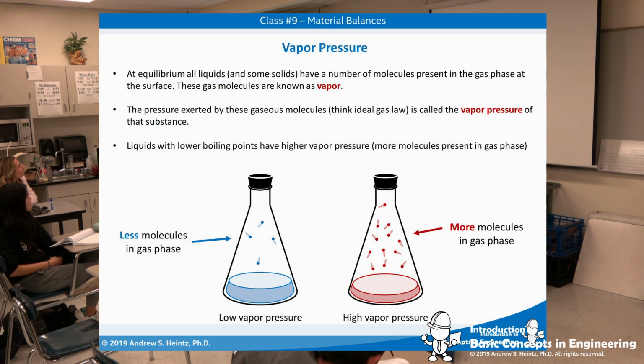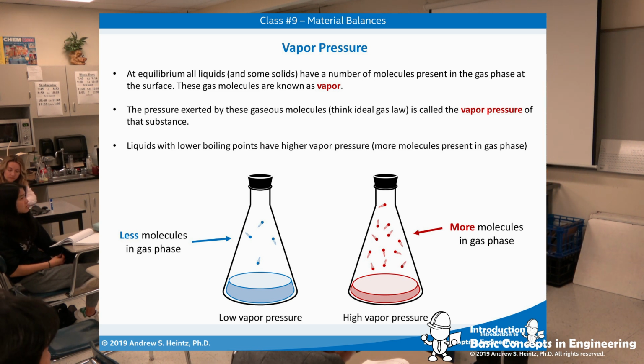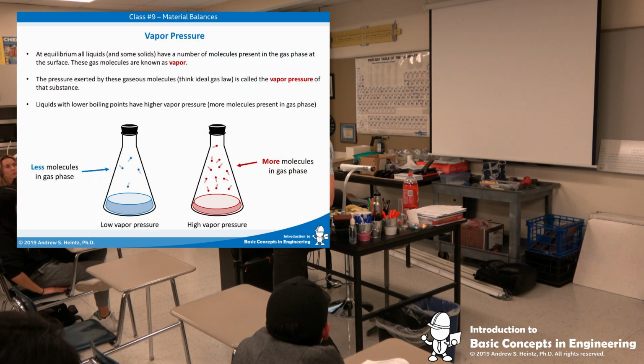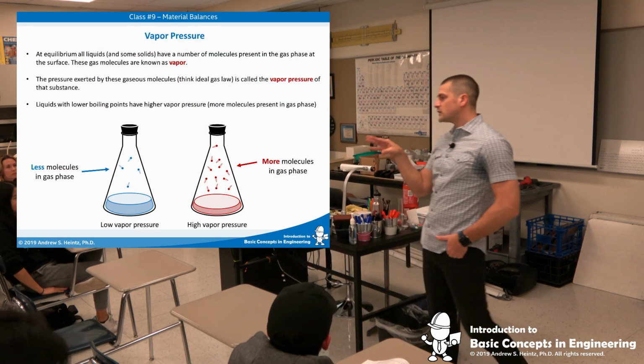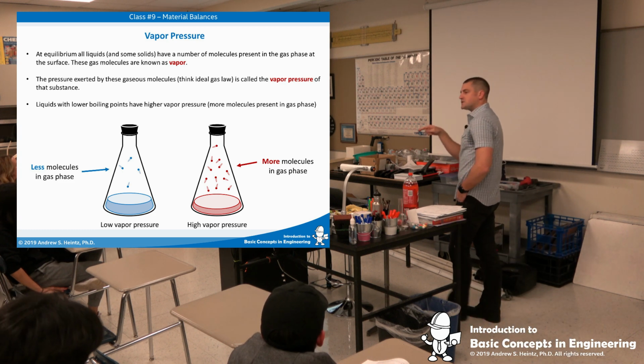At equilibrium, all liquids, and actually some solids, like the desk technically has a vapor pressure, but it's pretty much unmeasurable, have a number of molecules that are flying around above the liquid. That's why things evaporate over time. You have some amount of molecules at the surface, the wind blows them away, and it has to repopulate that. You lose your liquid water over time. But all different liquids have different vapor pressures, so we can use that to our advantage.